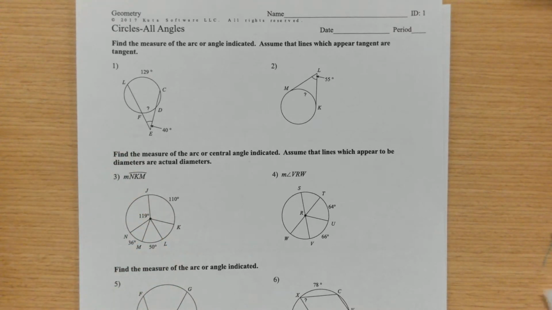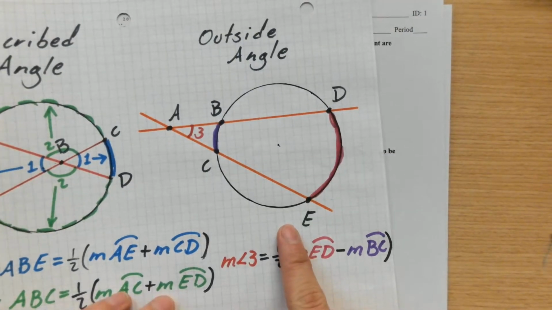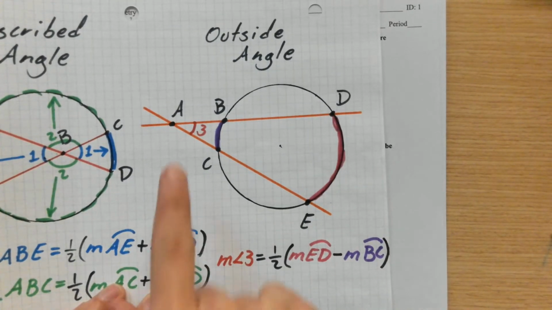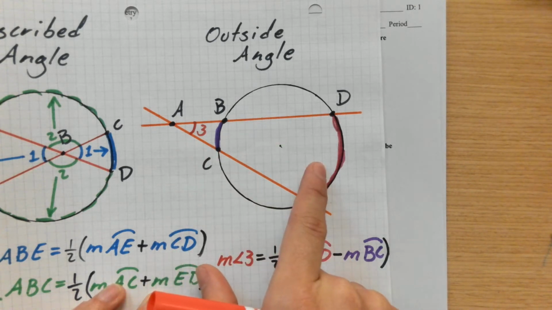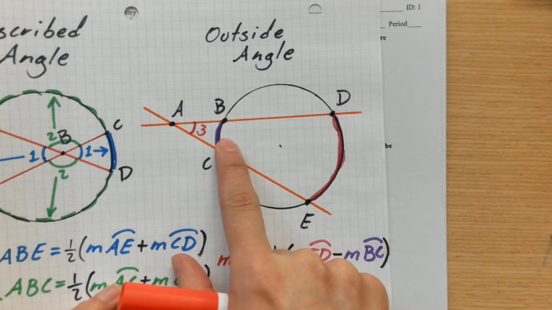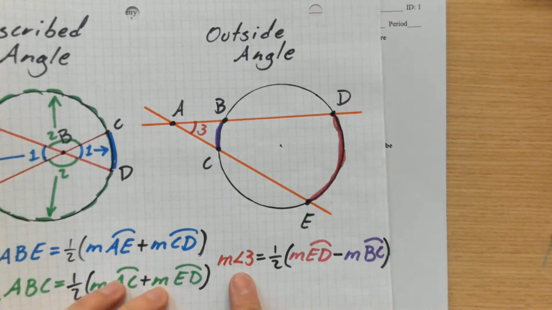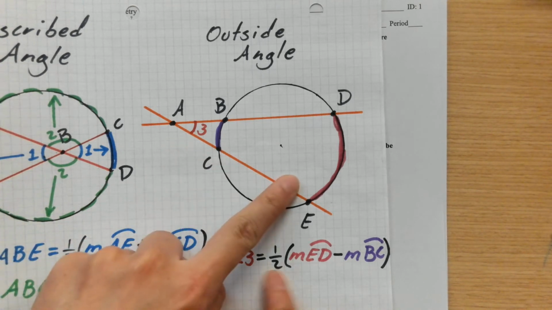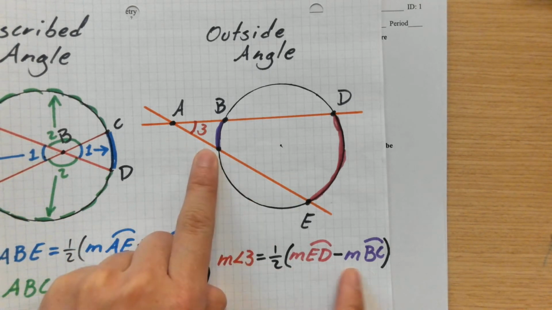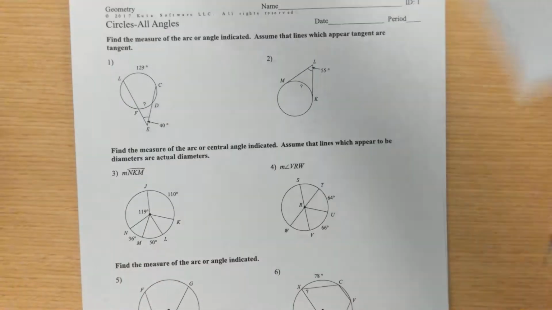This first problem is an example of the outside angle theorem. For the outside angle theorem, we have the angle outside, an outer arc and an inner arc. And here's the formula: the angle outside equals 1/2 the outer arc minus the inner arc. That's the formula I want to use to solve this problem.